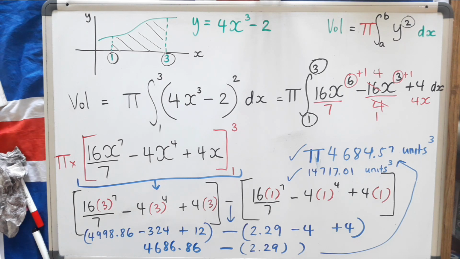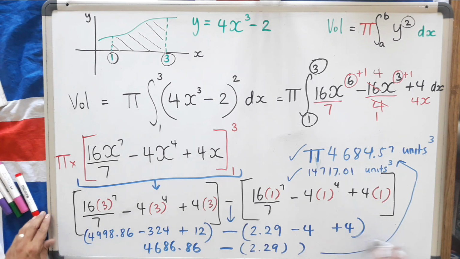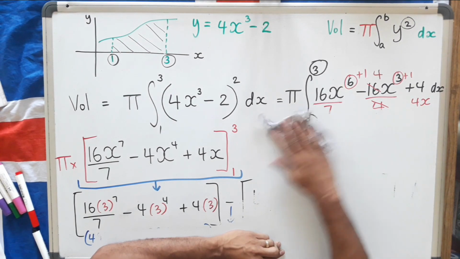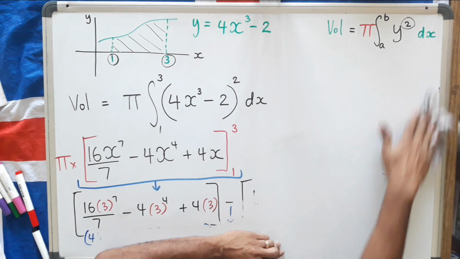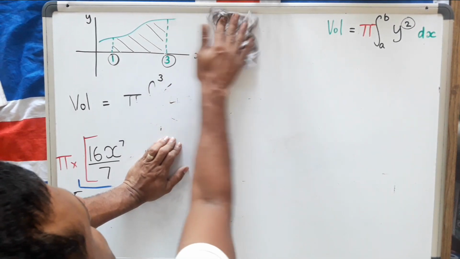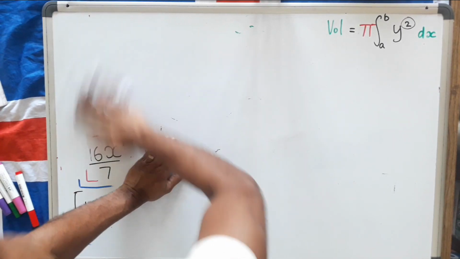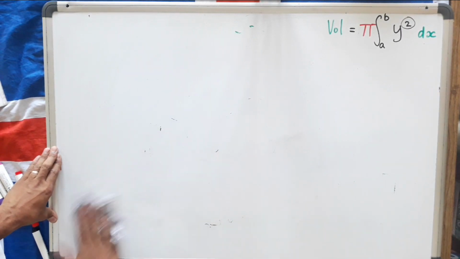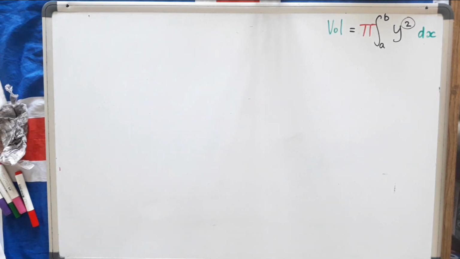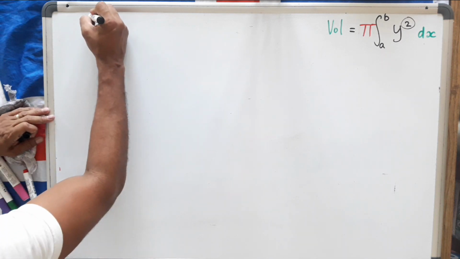Let's try our next example now, right? How to find the volume when it's rotated about the x-axis. This time it's going to have two graphs. So we'll see how the question changes when it has two graphs. It's not going to change that much, but there will be a change.